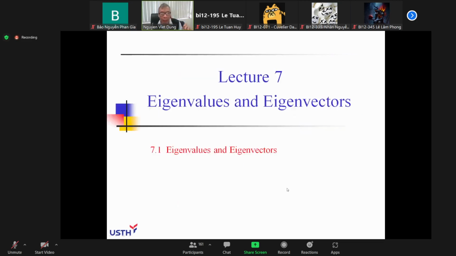And then after that, we continue with lecture number 7. Lecture number 7 has the title Eigenvalues and Eigenvectors. However, the main ingredient of lecture number 7 is the diagonalization of a square matrix and of a linear transformation.